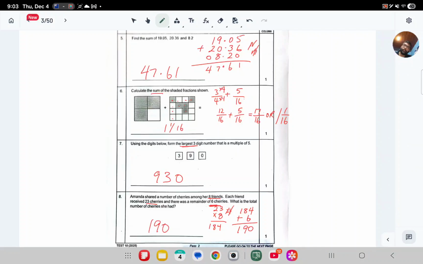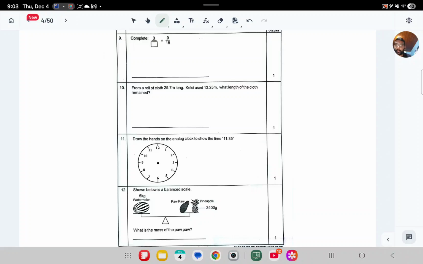All right. Moving on now to number 9. They said complete. So we know we have our equal sign, and that equal sign there shows that it is equivalent fractions. So what this means now is both sides are equal. All right. So to move from 9 to 3, we divide by 3, and whatever we do in the numerator, we do in the denominator. So 15 divided by 3 is 5. So the denominator there would be 5.